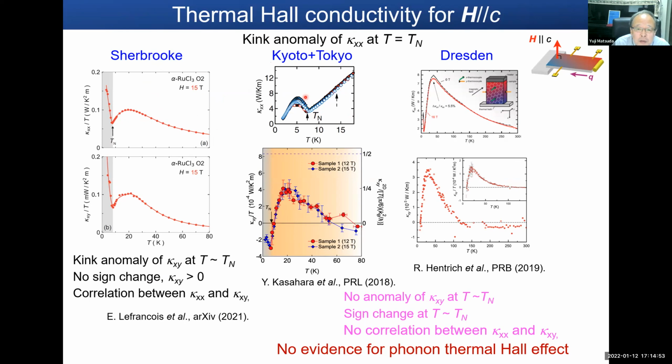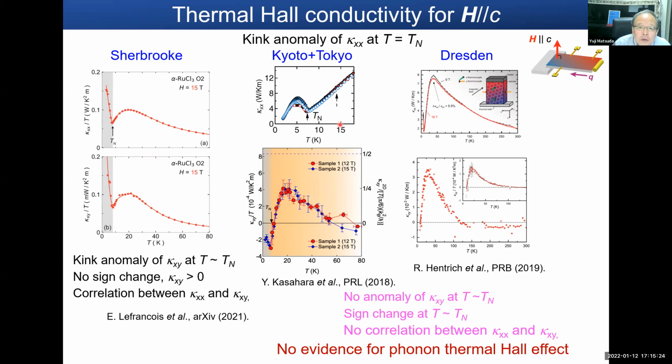And the lower figures show the result of kappa xy. The Chevrolet group recently reports the kink anomaly of kappa xy at the Néel temperature. And below the Néel temperature, kappa xy increases rapidly without showing any sign change. So they claim a strong correlation between kappa xx and kappa xy. They claim the phonon thermal conductivity in this material.